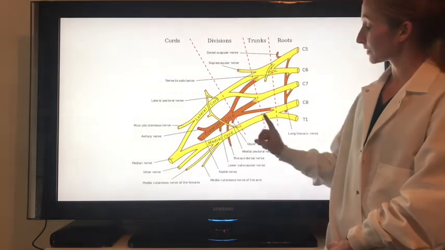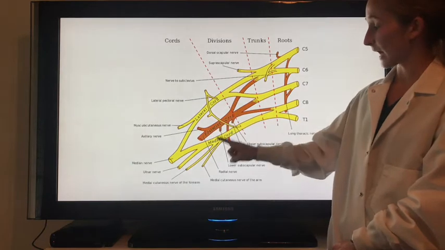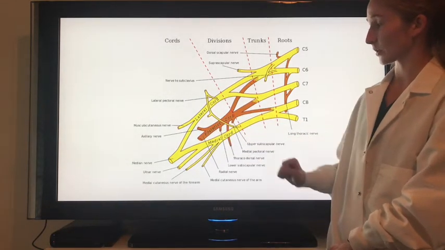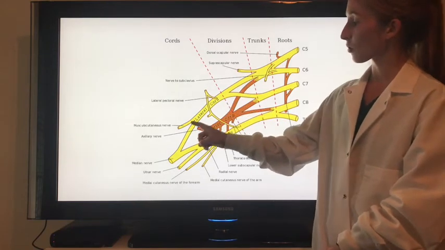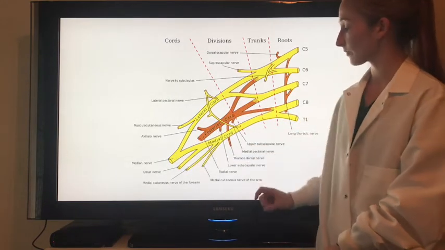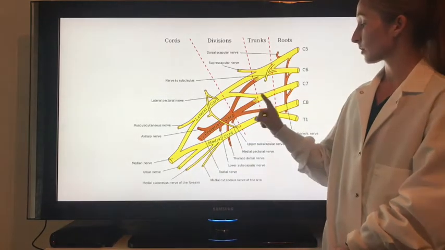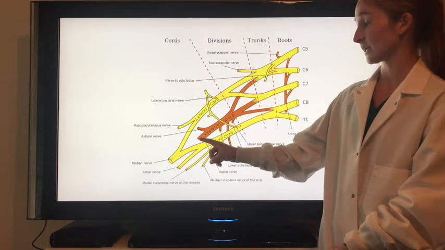We have an anterior division shown in yellow that contains the lateral and medial cord, and a posterior division in brown that contains the posterior cord. Terminal branches of the lateral cord are the musculocutaneous and median nerve. Terminal branches of the medial cord are the ulnar and median nerve, and terminal branches of the posterior cord are the axillary and radial nerve.